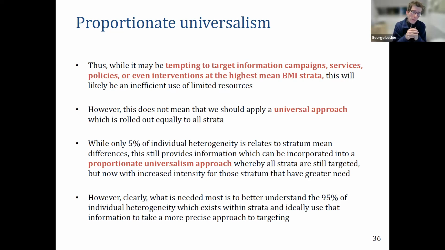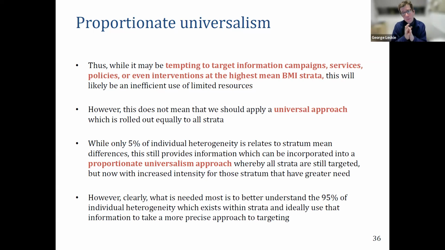So that might flip you from that very targeted campaign on the top 5 strata to a universal approach where you just go, oh, let's forget strata altogether and just roll out the campaign nationally. But this isn't going to be optimal either, because there is some discriminatory accuracy. Remember, those 382 strata do predict 5% of the variation in individual BMI. So we do need a universal approach, but one where we nevertheless give a little bit more emphasis to those strata which show the worst outcomes.